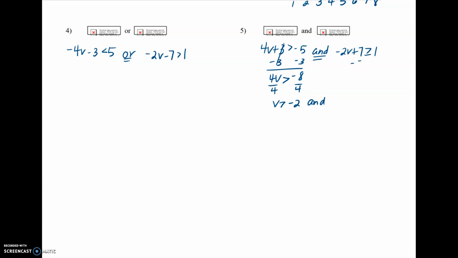And now I'm going to subtract 7 on this side. Negative 2v is greater than or equal to negative 6. Ooh, this time I'm dividing by a negative, so I have to switch that inequality and make that v is less than or equal to 3. As a compound, it means that negative 2 is less than v, which is less than or equal to 3.